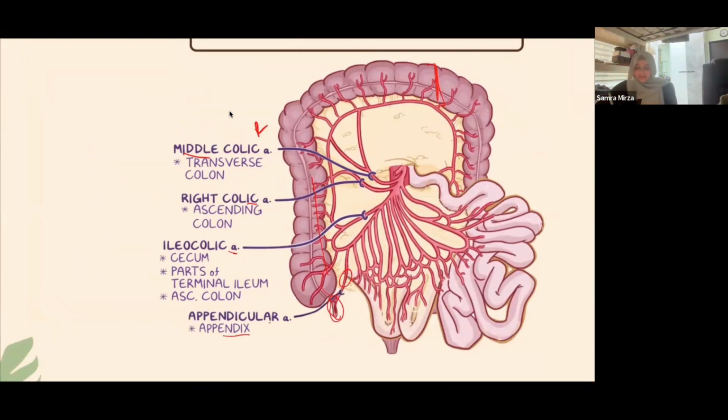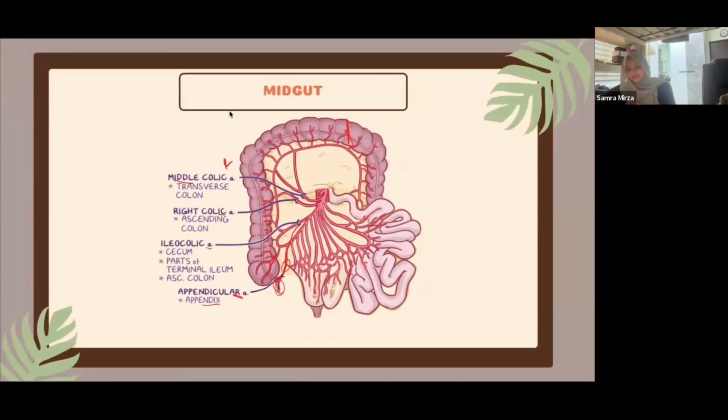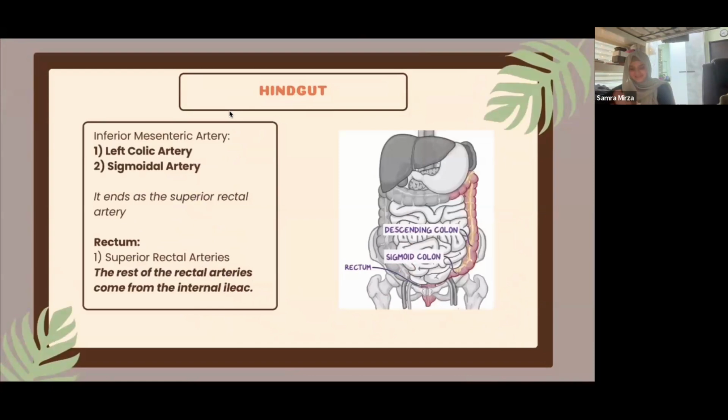And this is supplied by the appendicular artery, which comes as a branch from the ileocolic. And that's the midgut done, I think. Is the midgut clear, or is there any point that you would like me to go over? Clear? Okay. If at any point you need me to stop or go back, just let me know.